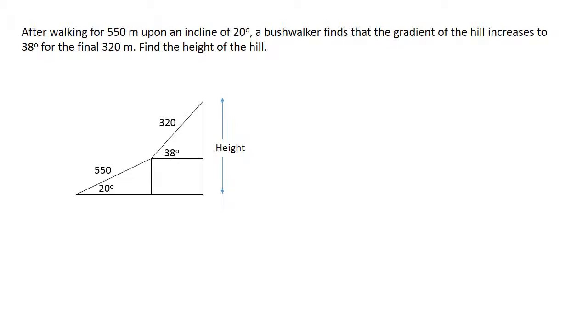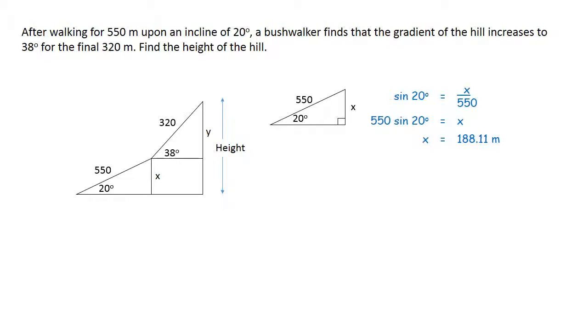Work out the height climbed in the first pitch of the journey, x, and the height climbed in the second pitch of the journey, y, and add them together, and that'll give us the total height of the hill. So, looking at that first triangle separately, we can say that the sine of 20 degrees, because it's opposite and hypotenuse, equals x over 550. Solve it for x and find out the height of the first pitch.